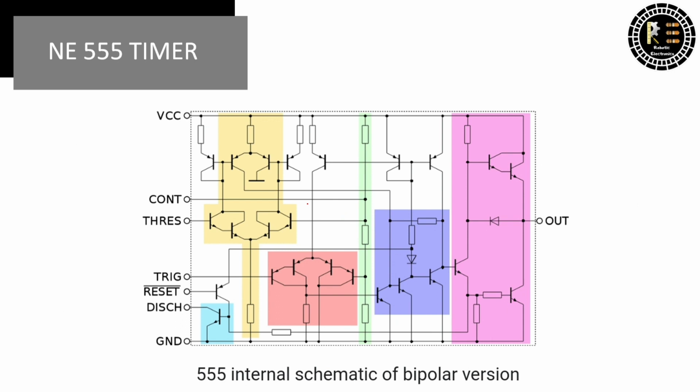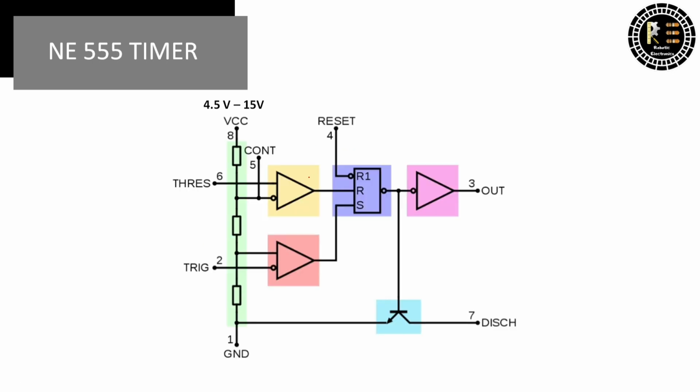Yeah, this is the internal circuit of the 555 timer. There are many bipolar junction transistors inside the circuit, and different resistors, diodes, etc. And these are the pins: VCC, control, threshold, trigger, etc. By remodifying this internal circuit, we can get the circuit in this way. The input voltage to this 555 timer is about 4.5 volts to 15 volts.